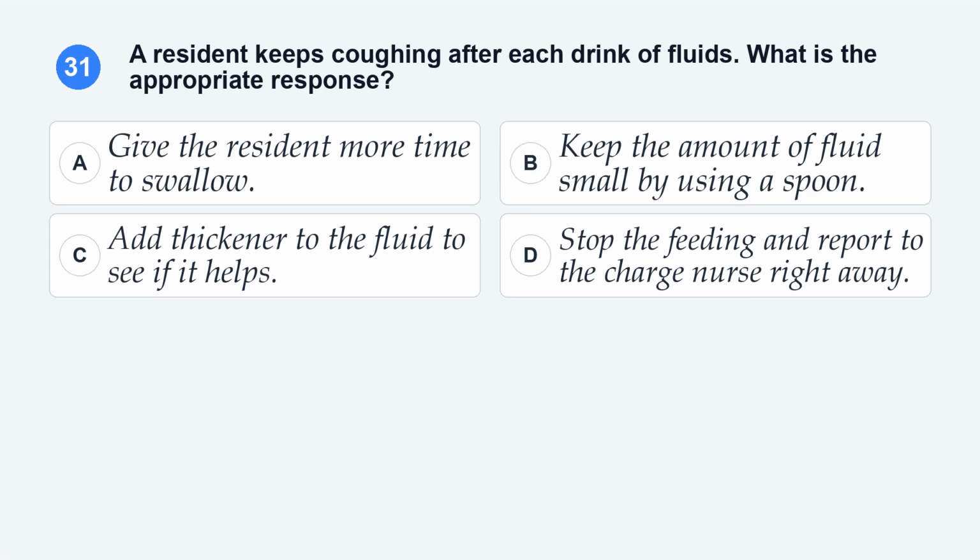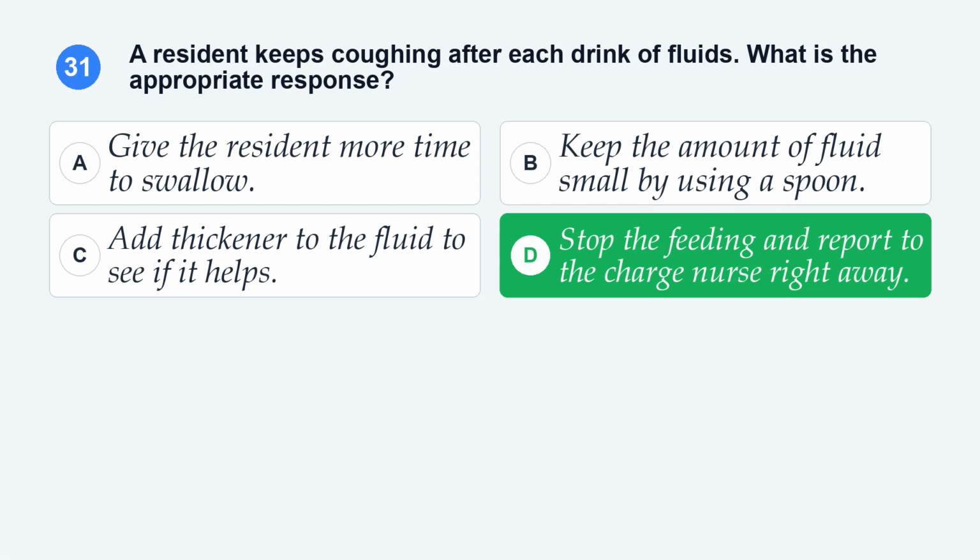Question 31. A resident keeps coughing after each drink of fluids. What is the appropriate response? Option A. Give the resident more time to swallow. Option B. Keep the amount of fluid small by using a spoon. Option C. Add thickener to the fluid to see if it helps. Option D. Stop the feeding and report to the charge nurse right away.